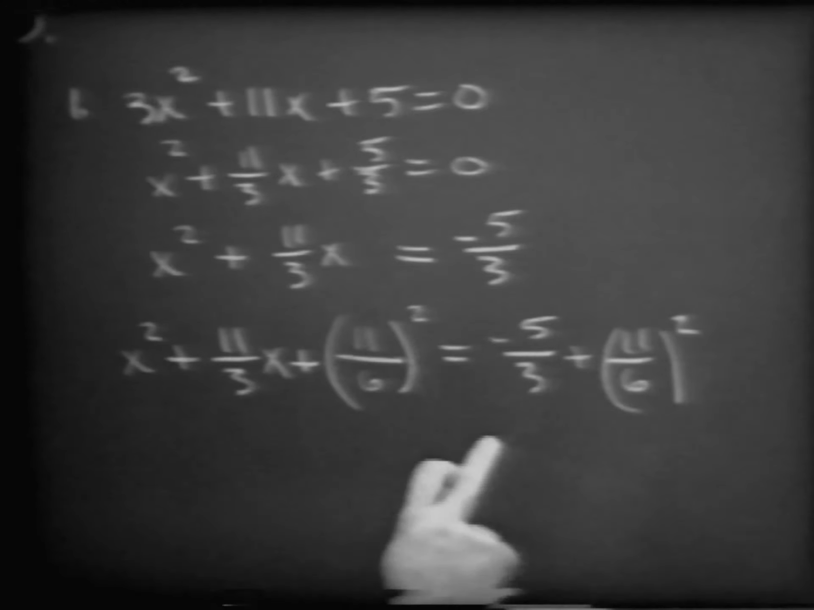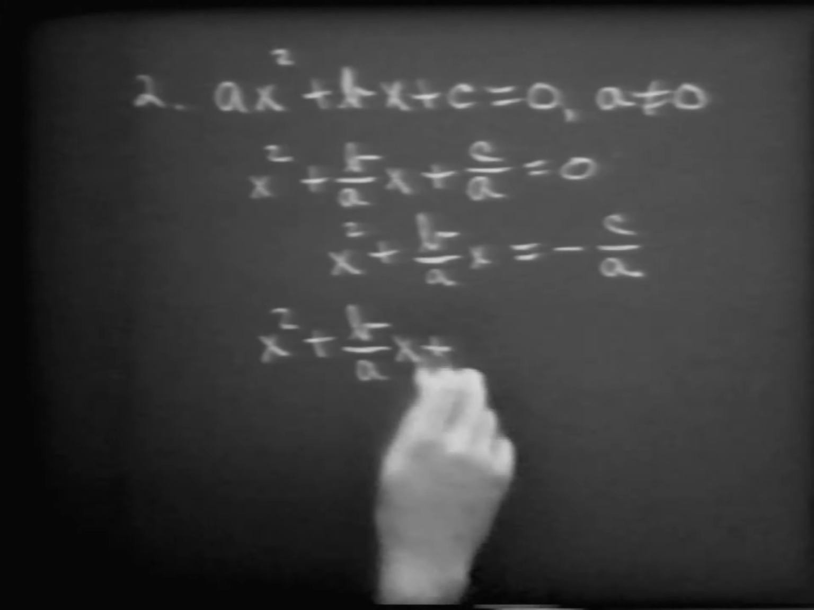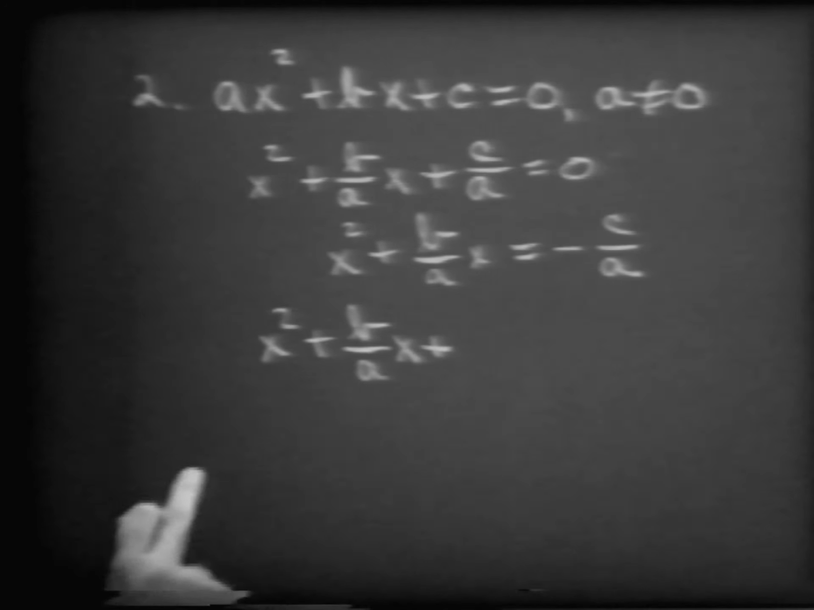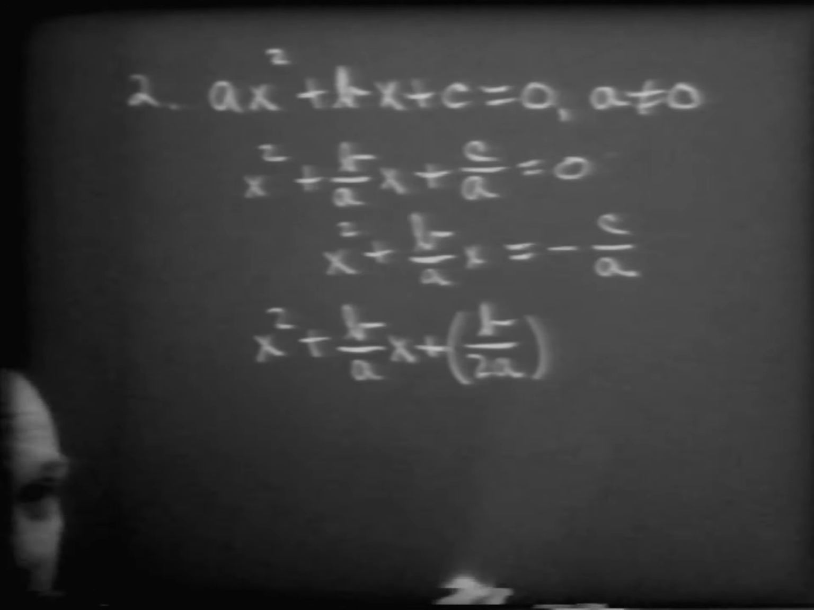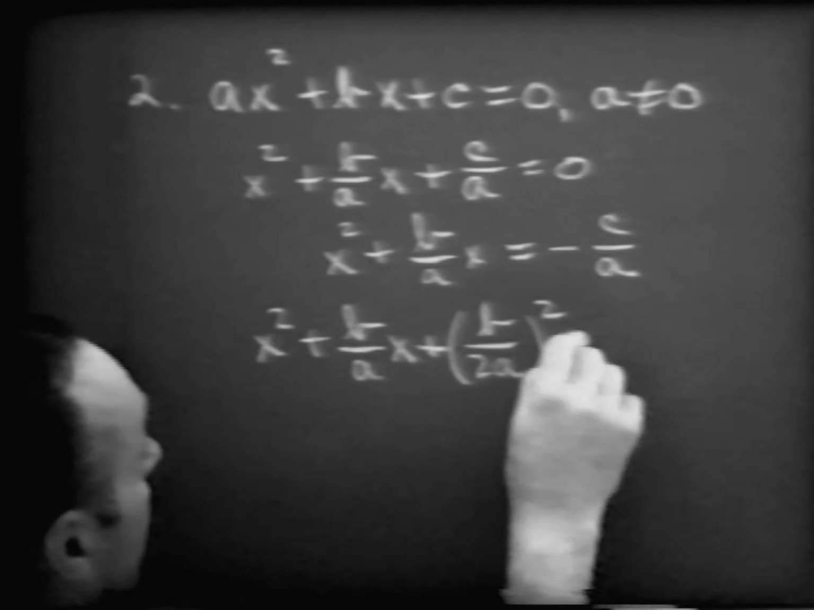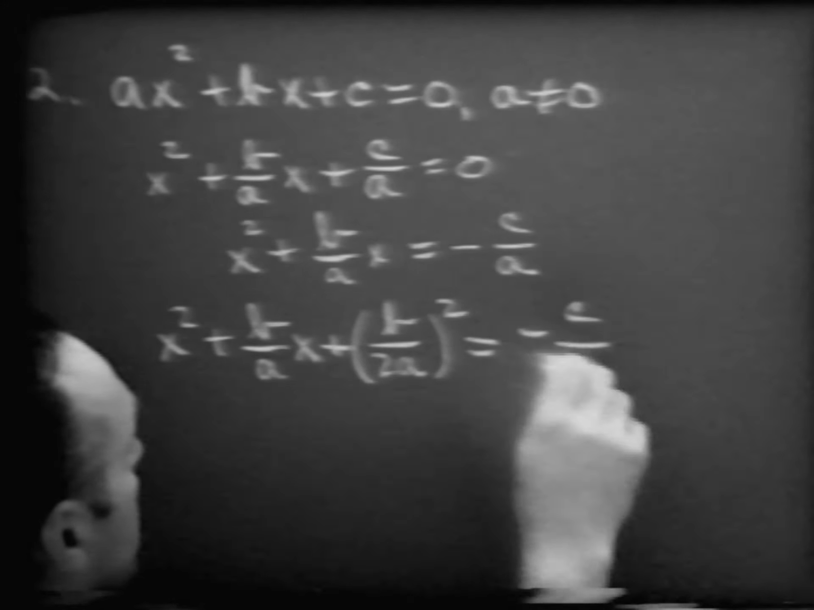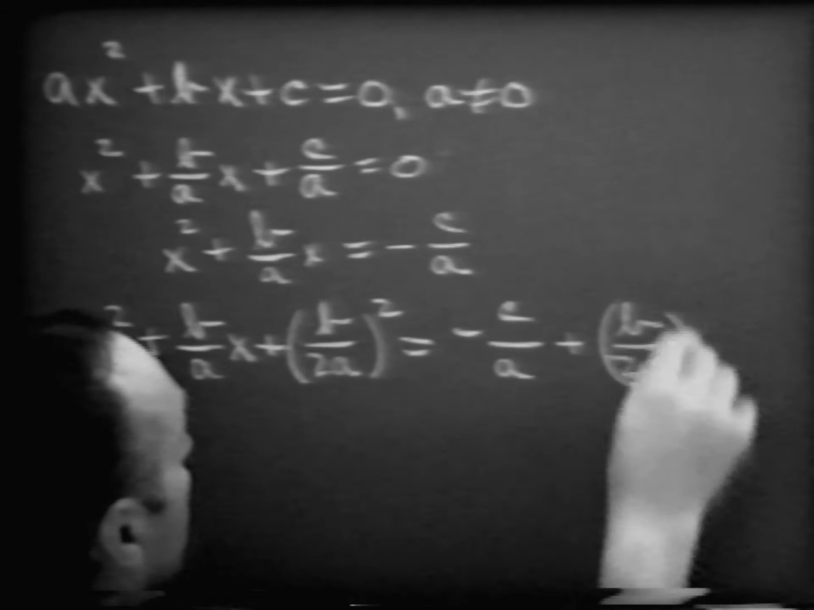Let's now come over to our general case, and here we have x squared plus b over a x plus, now what number must we add in order to make this into a perfect square? We want to complete the square. b over 2a, the quantity squared. Then we add that same number to the right-hand side.